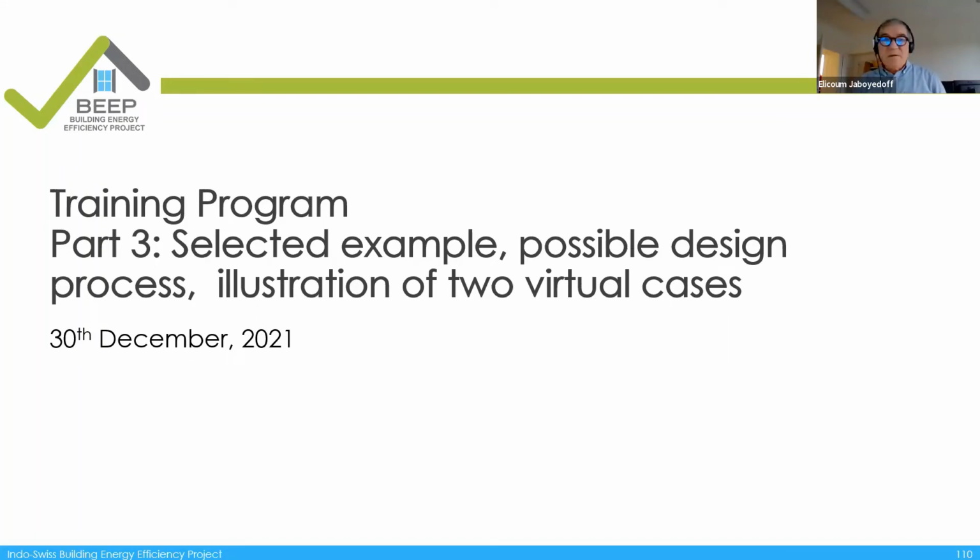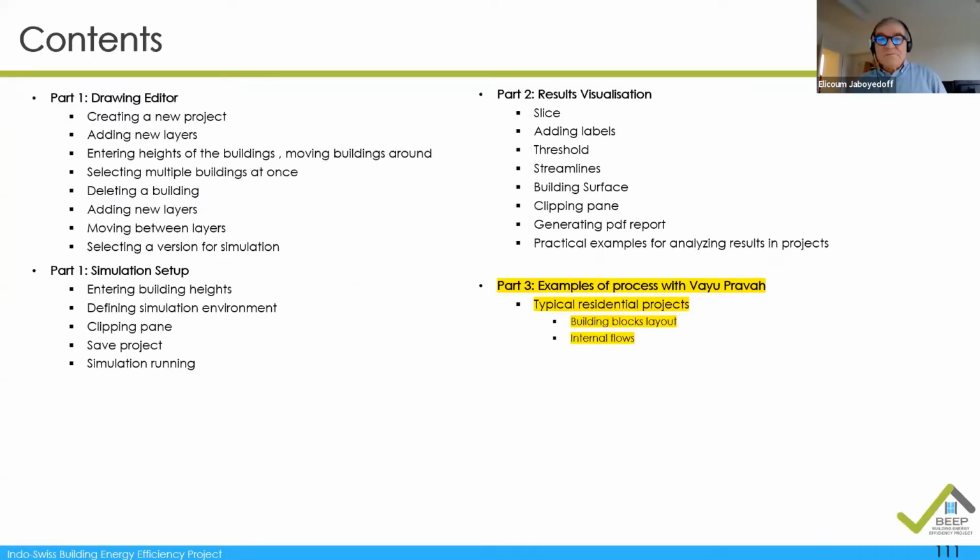Into this training program. Now we are going to treat the selected example. We want to show you two virtual cases of the design process, going from a large scope to a much more focused scope on the building. So we will take two examples of residential projects, most likely, and then we will talk about the building block layout discussion, and then internal flows.